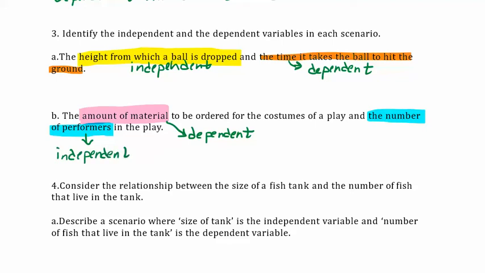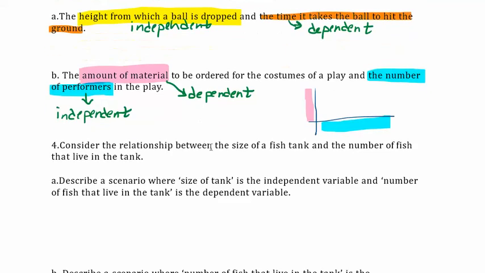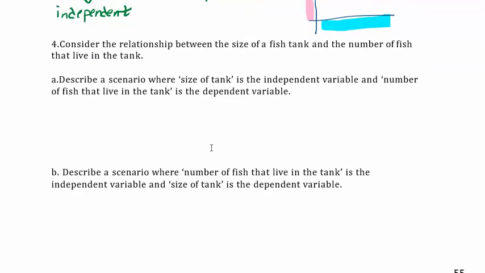So if we were going to graph this, which we're not going to graph these, but if we were, then we would want to put the amount of material, I'll just color code it, on the vertical axis, and we would want to put the number of performers on the horizontal axis. Okay? All right, number 4 is a little creative problem for you, so I'm going to leave that to you to do.